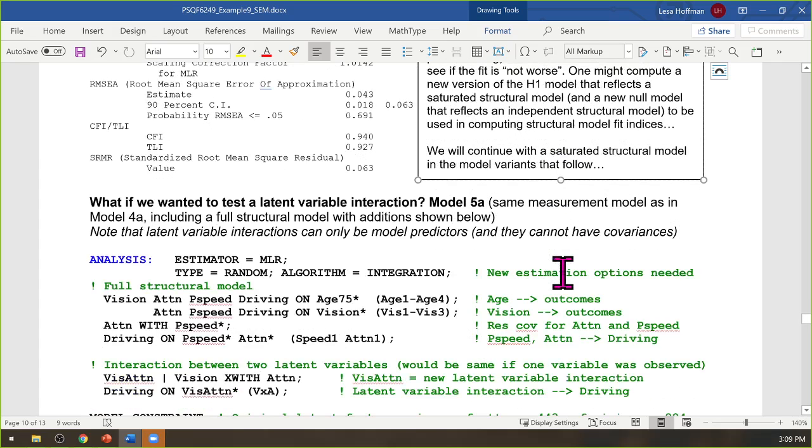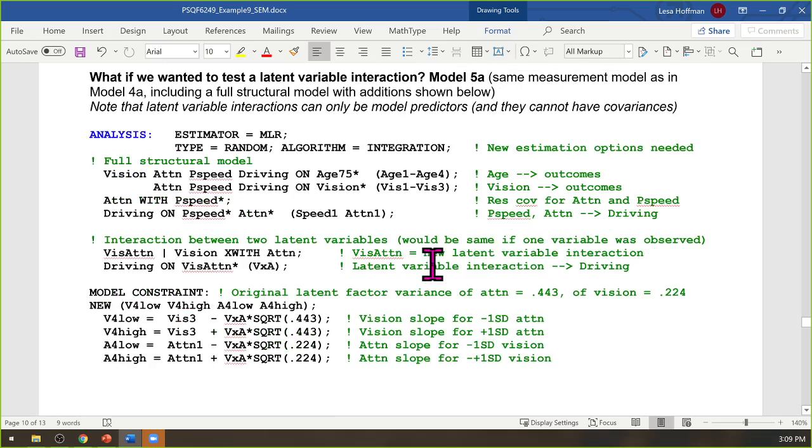What if I wanted to test whether or not the effect of vision depended on attention or the effect of attention depended on vision? Latent variable interaction terms. That's the last thing that I wanted to show you. What I need is an interaction term between 2 circles, because vision and attention are each latent variables. In Mplus, this is how you do it.